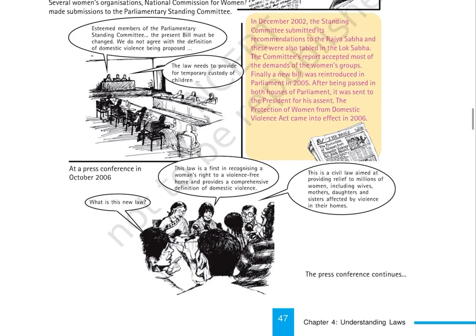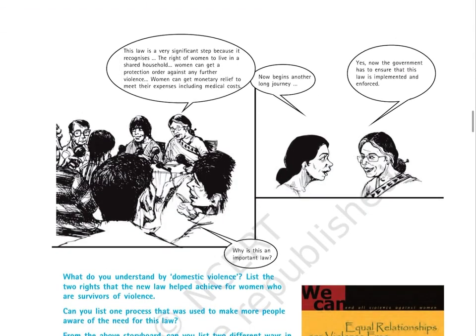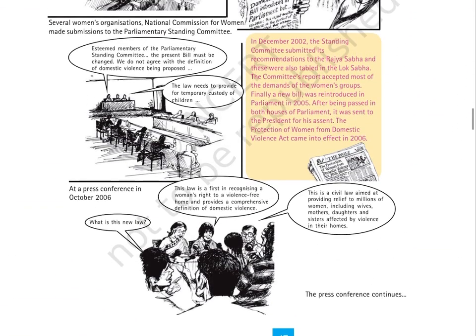The press conference continues. In December 2002, the Standing Committee submitted its recommendations to the Rajya Sabha, and these were also tabled in the Lok Sabha. The committee's report accepted most of the demands of the women's groups. Finally, a new bill was reintroduced in Parliament in 2005. After being passed in both houses of Parliament, it was sent to the President for his assent. The Protection of Women from Domestic Violence Act came into effect in 2006.